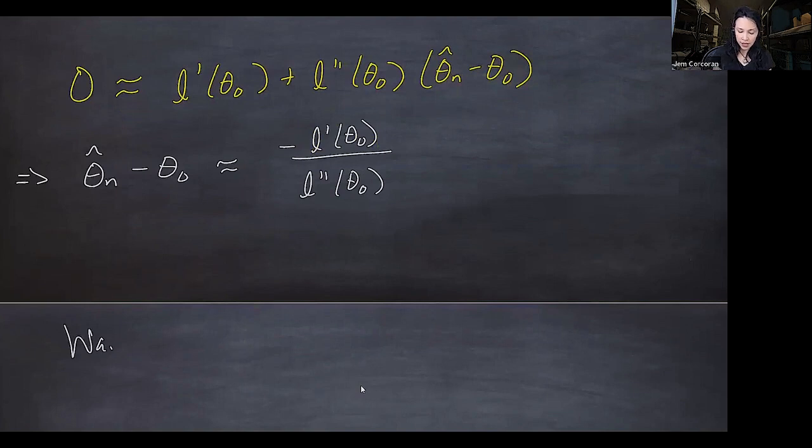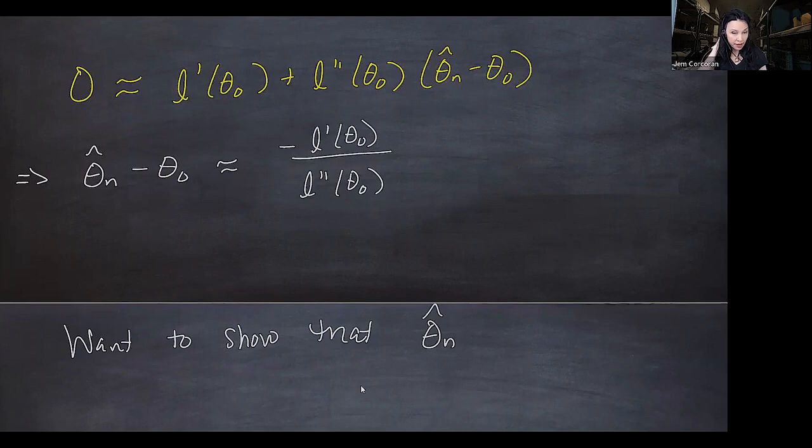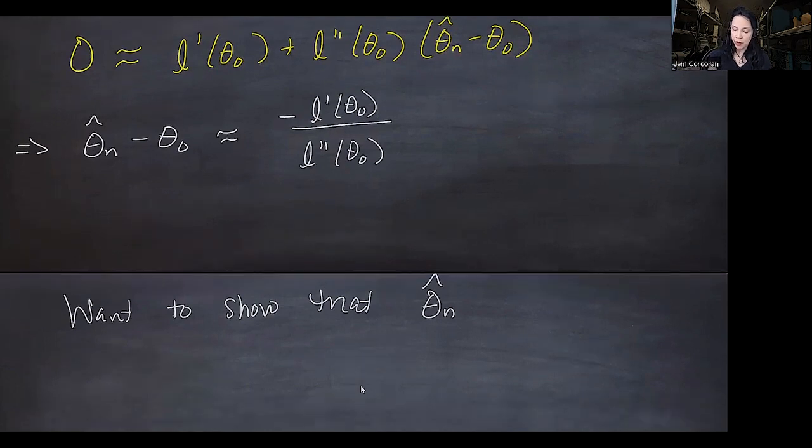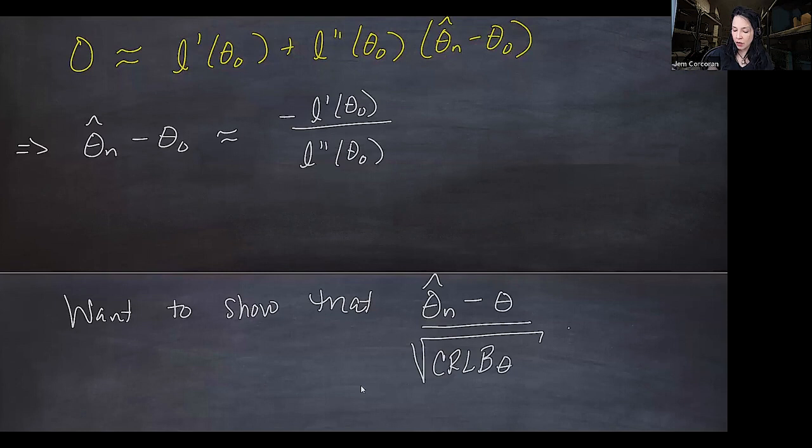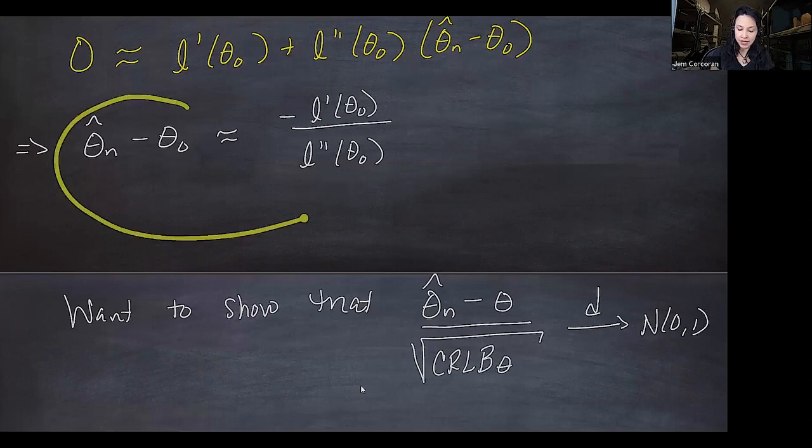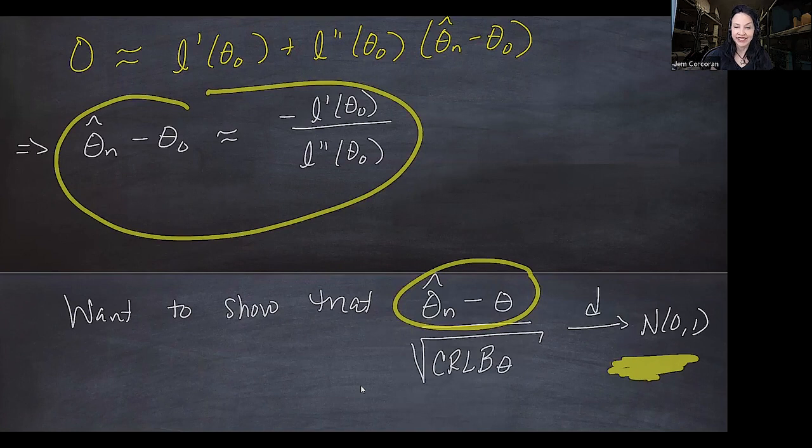We want to show that theta n hat was asymptotically normal with mean theta and variance equal to the Cramer-Rao lower bound. So if we subtract off theta and divide by the square root of the Cramer-Rao lower bound for theta, we want to show that this is going in distribution to a normal 0, 1. So next time we're going to use this expression for this to get us there.